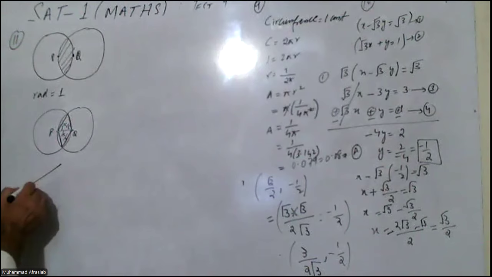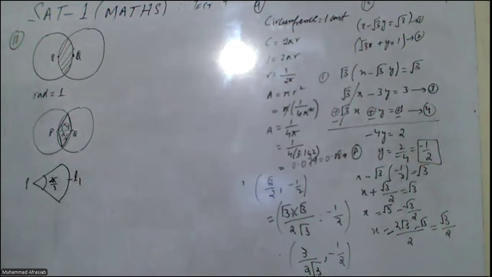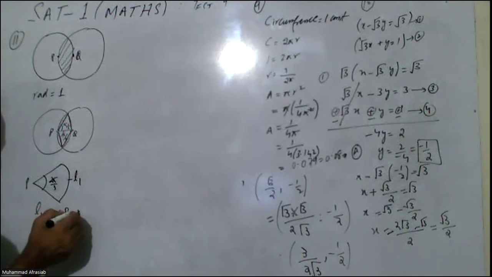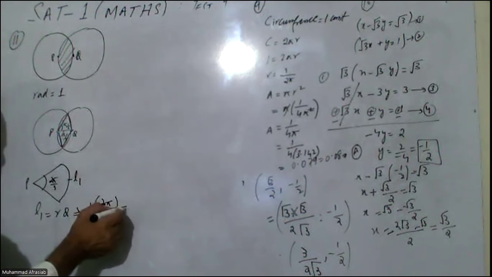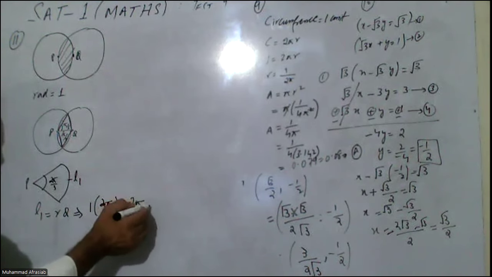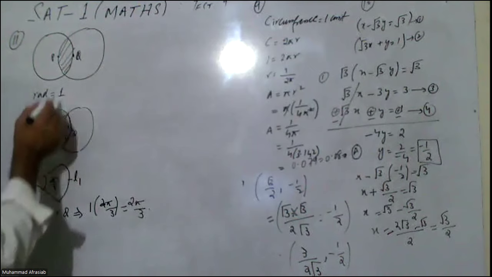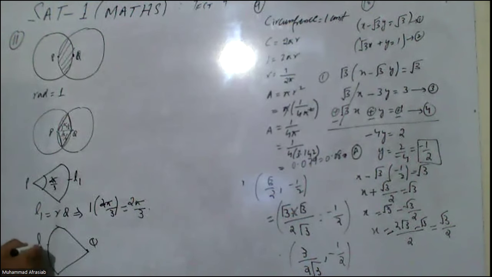So from this point P, the total angle will be equal to 2 pi by 3, and this is the arc length of the perimeter, L1. Since L1 is equal to r theta, where r is 1 unit and theta is 2 pi by 3, it should be equal to 2 pi by 3 for this circle with center P. Now from this point Q, the same thing would be there, and this is the length L2.